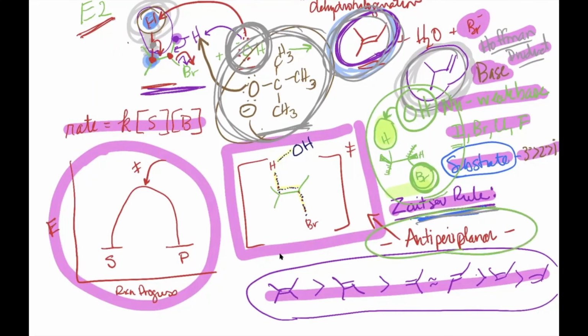Antiperiplanar. Another way to describe that would be that if I had my base coming in from this side to pull off a proton, this would get in the way. That is E2. Now, if we move on to E1, E1 is actually much easier.